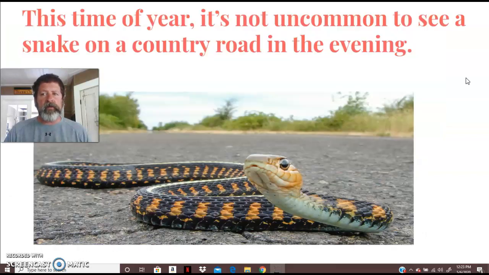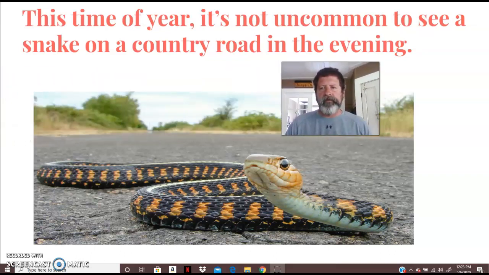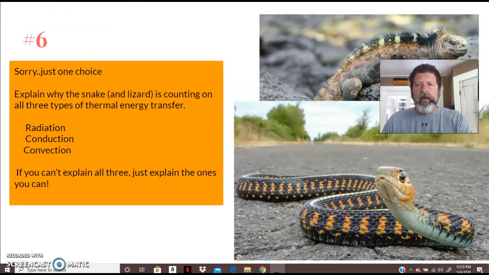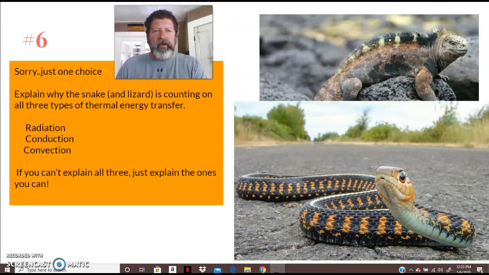Question number 6. A snake on a road. So, yeah, I walk up and down my driveway. This time of year, I see gopher snakes laying across our road. Just one choice on this one, okay?